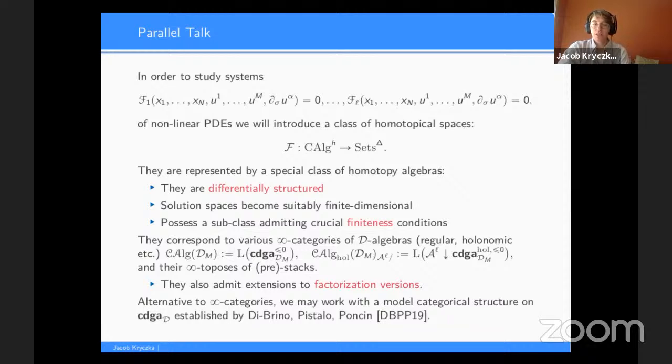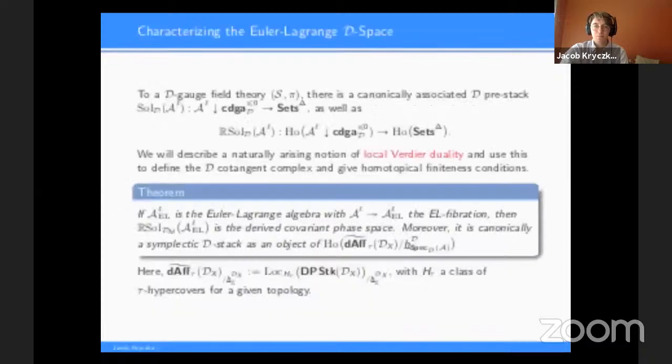And another important point is that they admit extensions to what are called factorization algebras, or factorization versions of these homotopical sheaves. So I write here commutative D algebras as L, which is a homotopy localization of some other category. And this is actually one that has been endowed with another homotopy structure, which goes by the name of a model structure. This was established by a group of people, Gennaro Debrino, Damian Pistallo, and Norbert Poisson. And this is essentially the starting point for where you can proceed down this road of homotopy theory of PDEs.